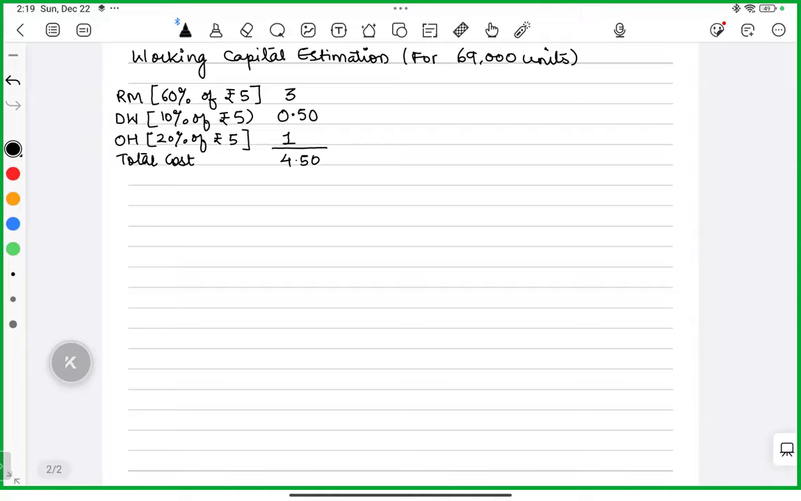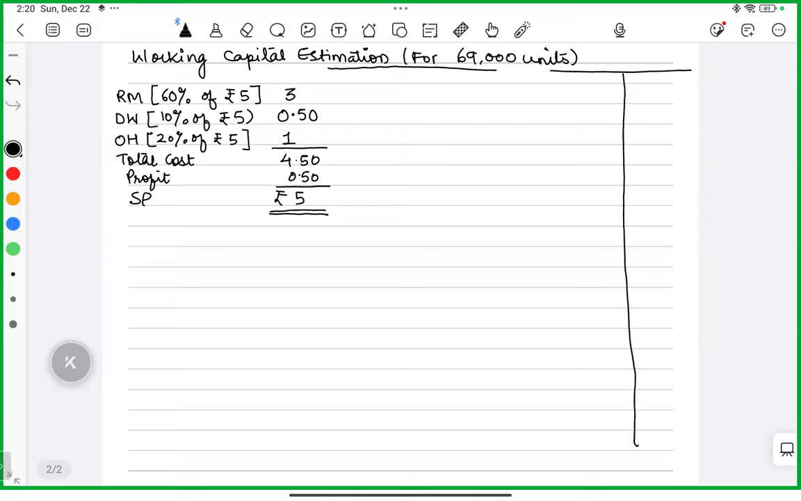Your selling price is 5. So your profit will be 0.50 per unit and your selling price will be rupees 5. However, we will see that we do not require profit or selling price in the computation of working capital. I am making an estimation of working capital here only. The statement. Okay, this is a statement of working capital.